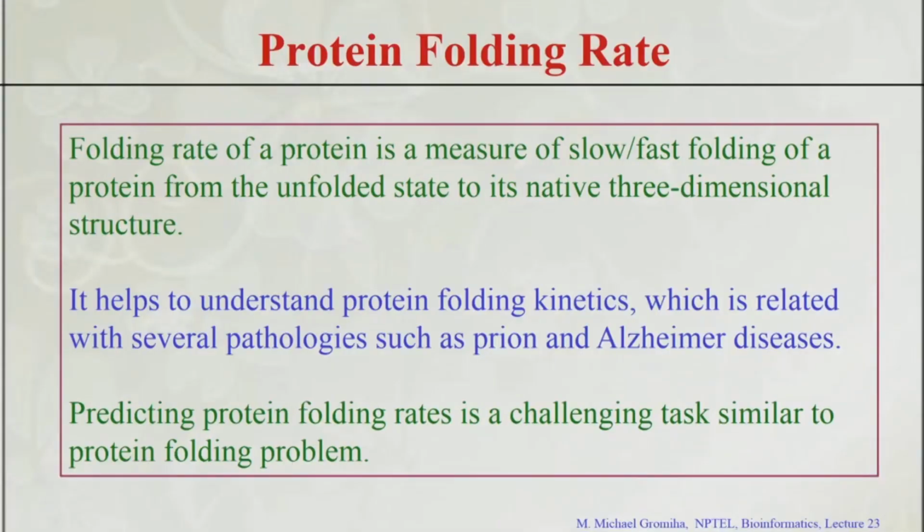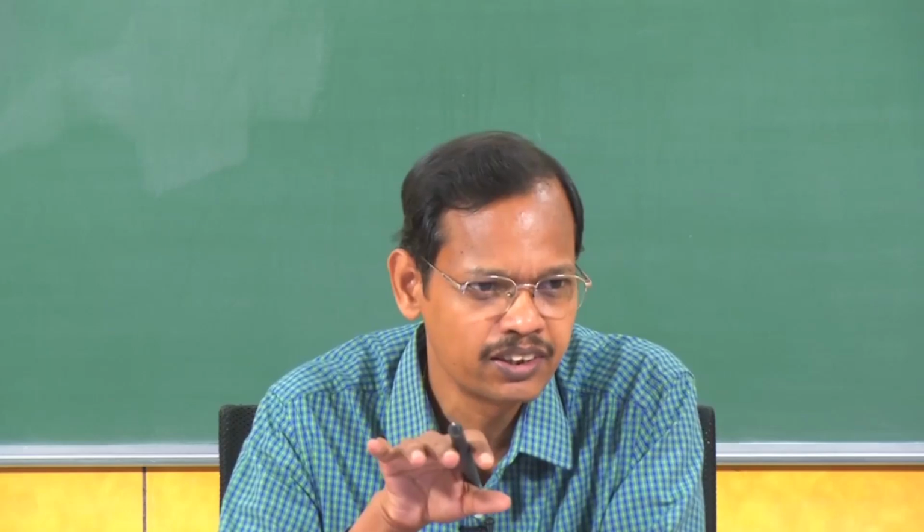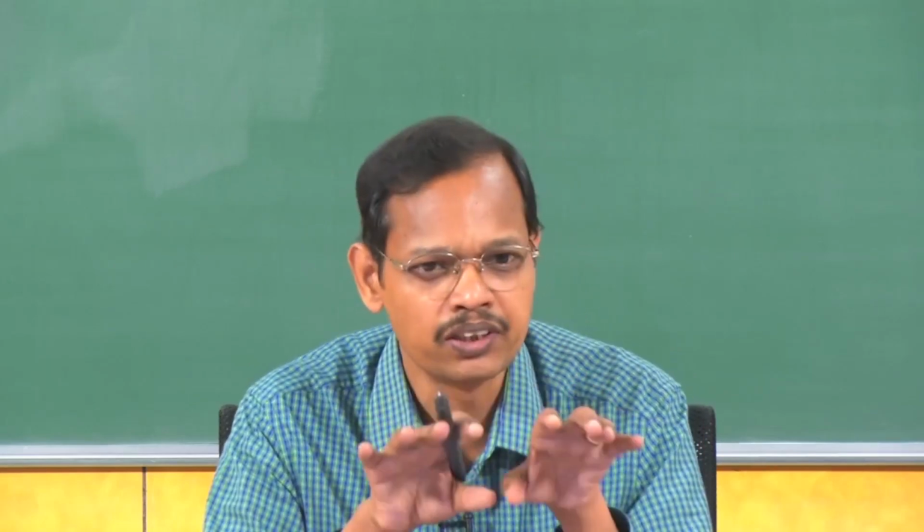So, what does the folding rate of a protein mean? It is the measure of slow or fast folding of a protein from its unfolded state, the random coil conformation, to its native three dimensional structure. How long a protein will take to fold into a native 3D structure.